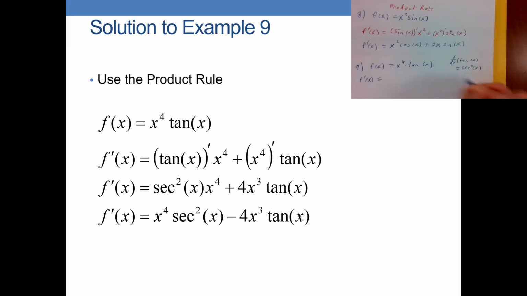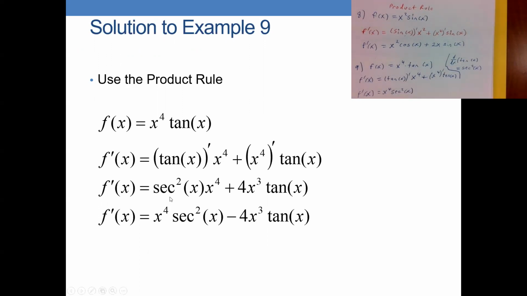And we'll see, if we do the product rule again, you'll do the derivative of tangent times x to the fourth, plus the derivative of x to the fourth times tangent x. And the derivative of tangent is secant squared x.